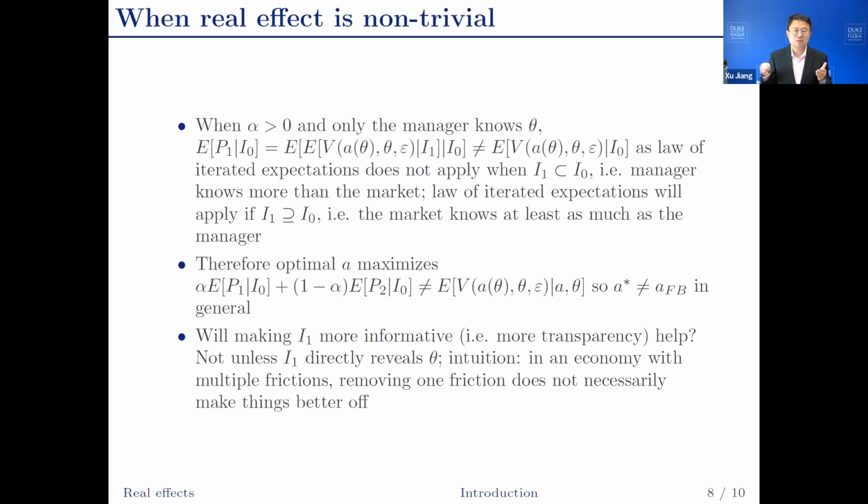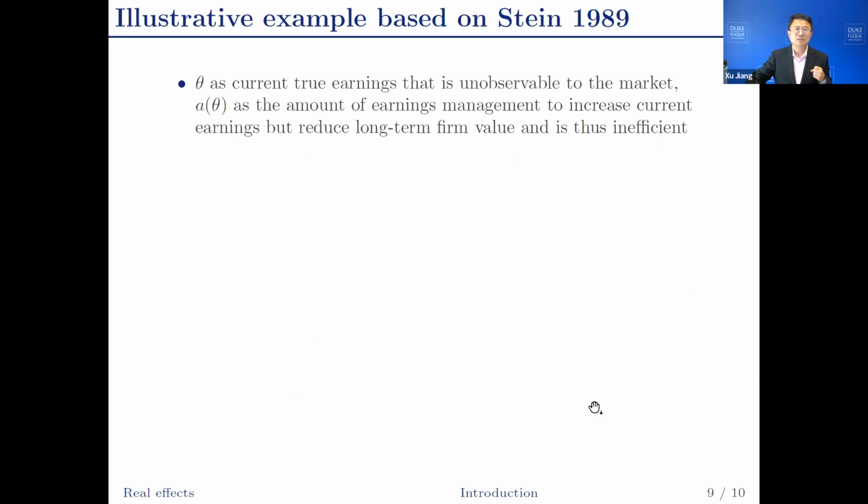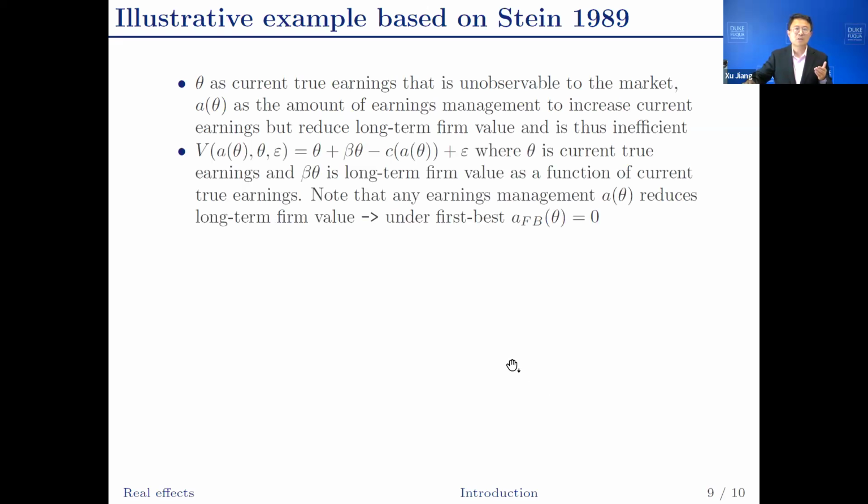The intuition comes from a general insight in welfare economics. In an economy with multiple frictions, if you just remove one friction, for example you make I1 more informative, it does not necessarily make things better off, because you may exacerbate other frictions. Now let's use an illustrative example based on the Stein 1989 QJE paper that we already discussed in previous modules. The manager knows theta as current true earnings that is unobservable to the market, and A theta is the amount of earnings management to increase current earnings, but it is going to reduce long-term firm value, and is thus inefficient. You can think about A theta as, for example, cutting R&D.